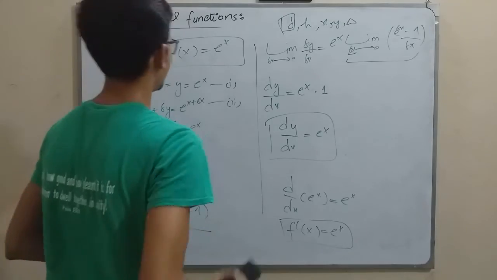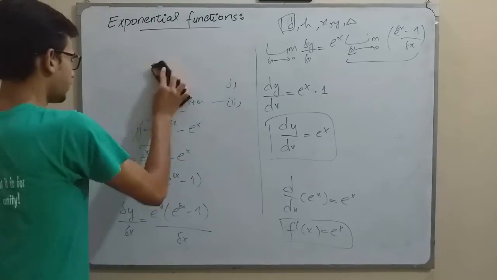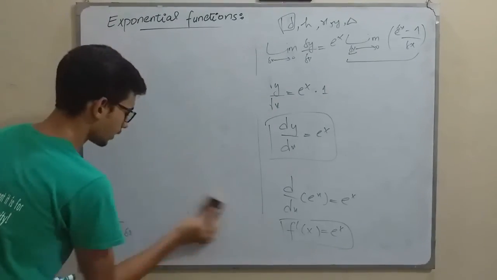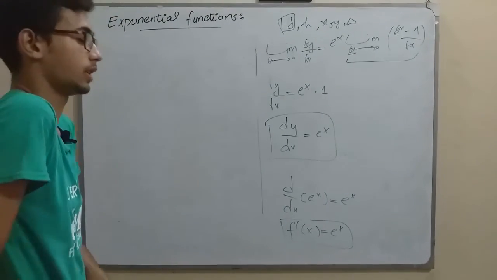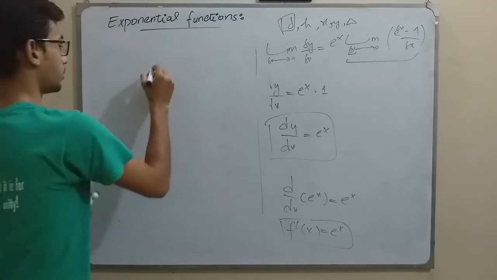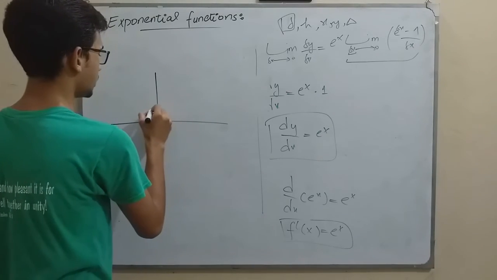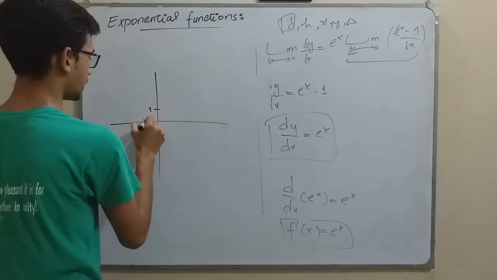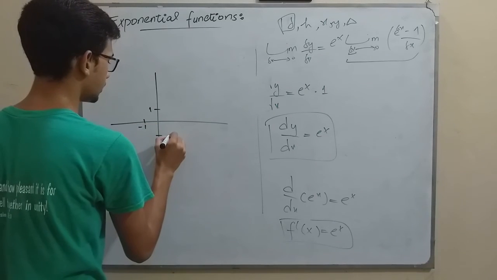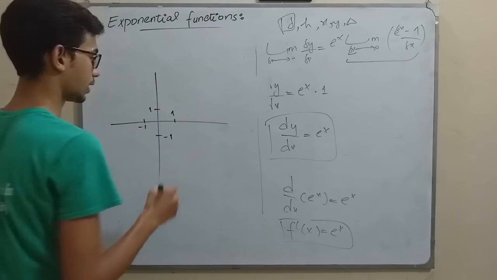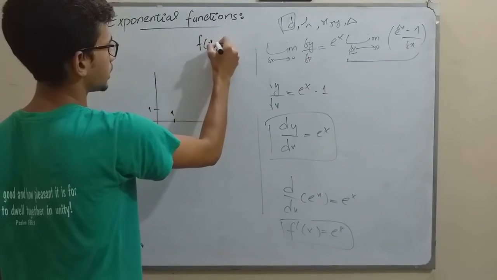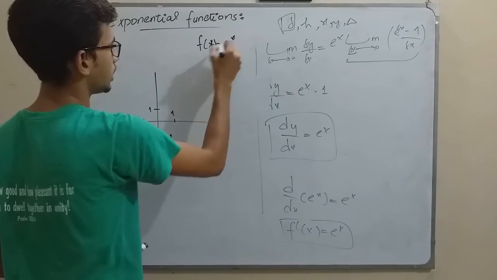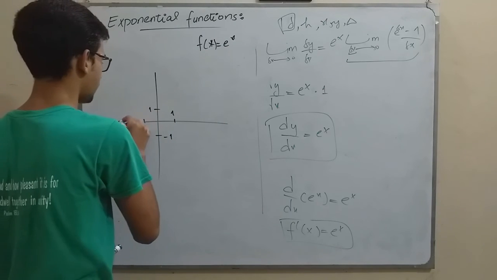Well, if we talk about its graph, there are a lot of conditions about it. So let me draw a Cartesian coordinate system for plotting such a graph. This is coordinate 1, this is -1, this is -1, and this is 1. If I have this function f of x is equal to e^x, it will give me a graph like this.